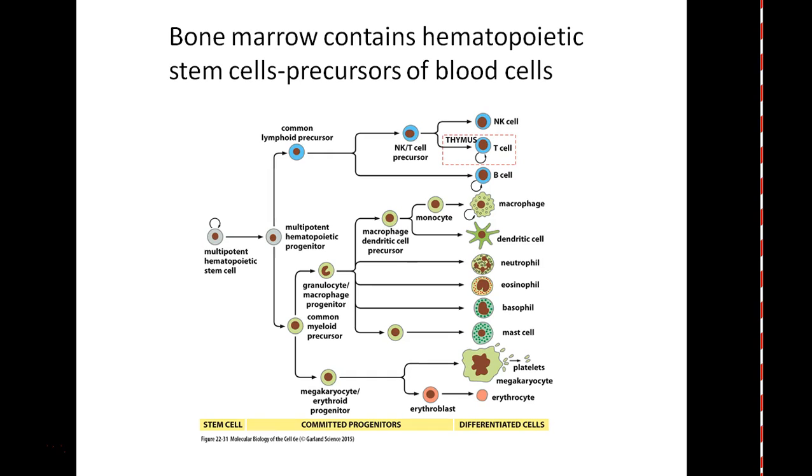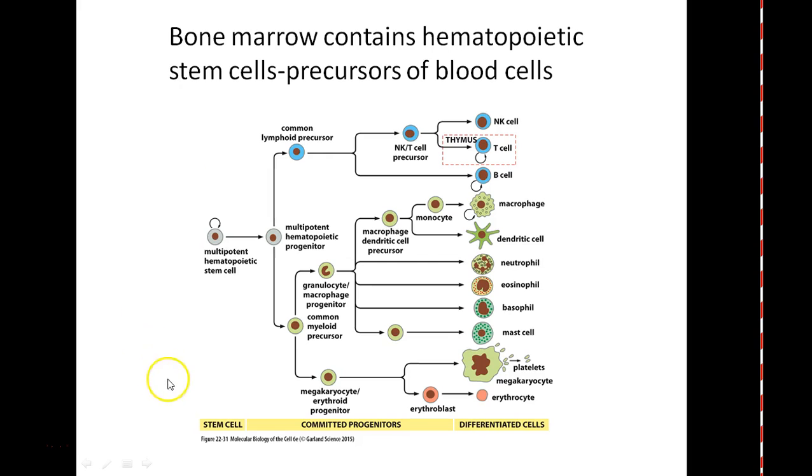And of course, bone marrow is another source for different stem cells. Those are hematopoietic stem cells, and they are precursors of all of those blood cells and also cells of our immune system. So here we have a multipotent hematopoietic stem cell. It's located in the bone marrow, and it's the precursor for all of those lineages.